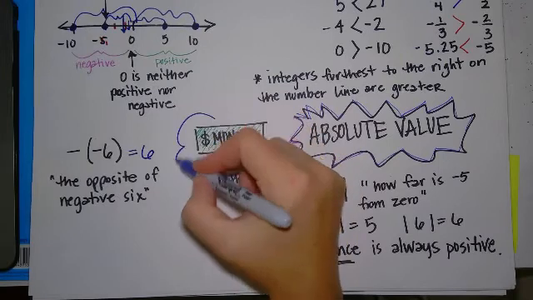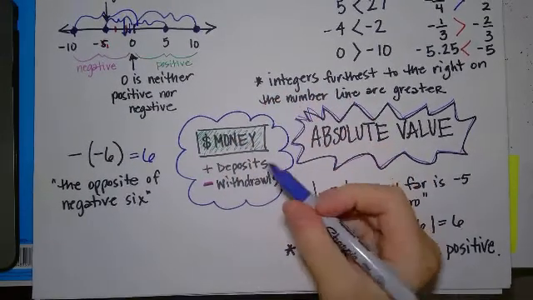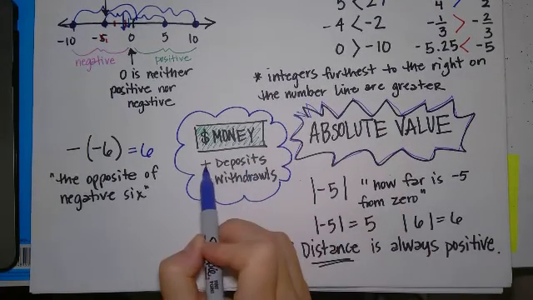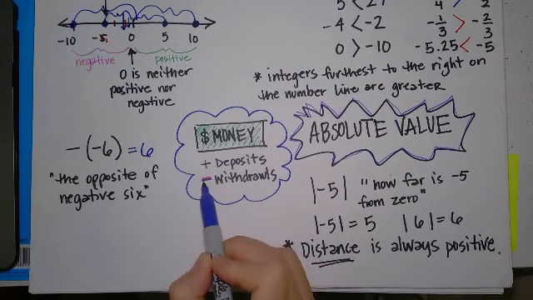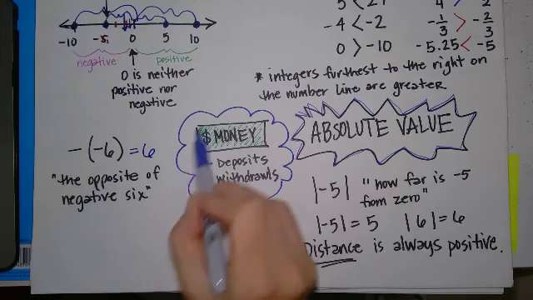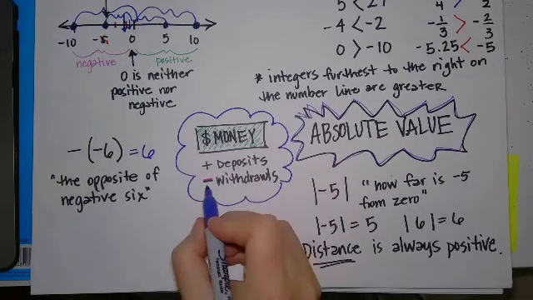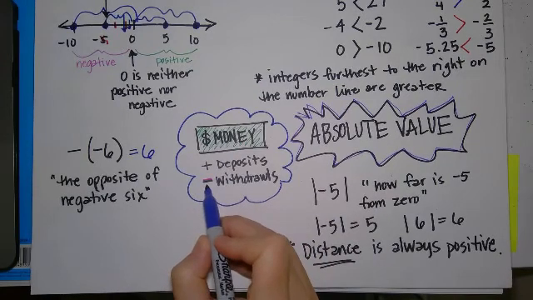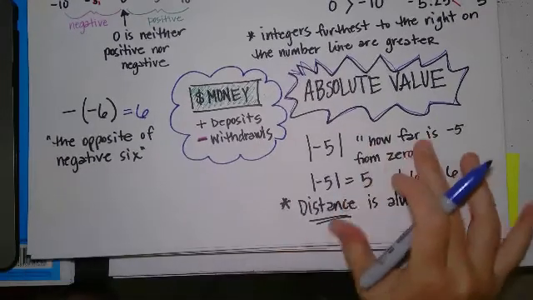All right. Besides temperature, you guys, I also want you to think about how we use positives and negatives with money. When you add money to an account, that is a deposit and it is a positive transaction. When you withdraw money from an account, that is subtracting money from the account, or it's a negative transaction. And you'll see this type of thing notated on even bank statements. Oftentimes you'll see plus to show a deposit and minus or a negative value for a withdrawal.